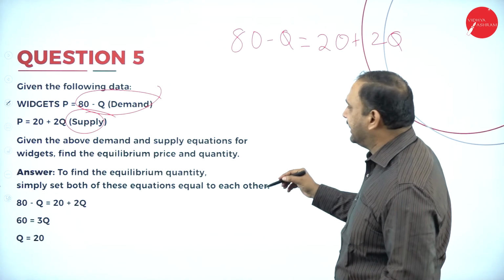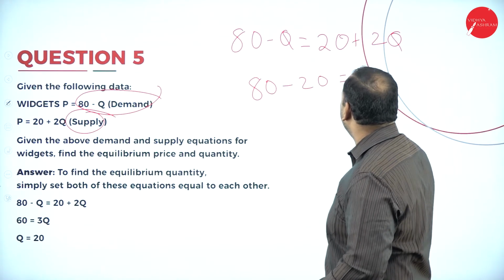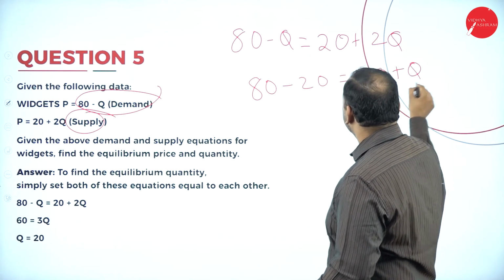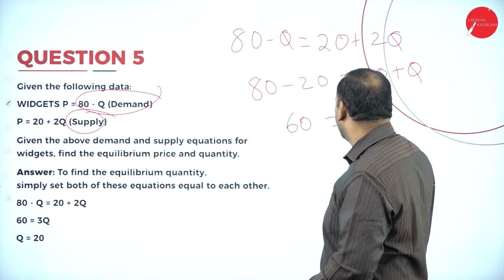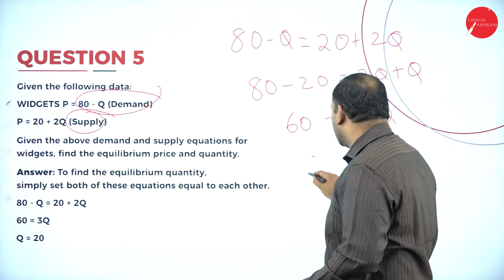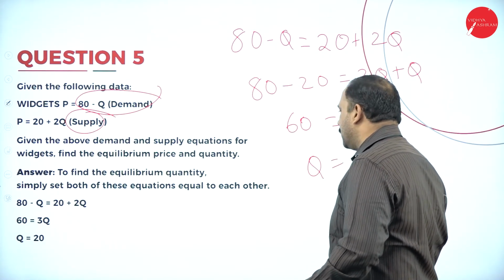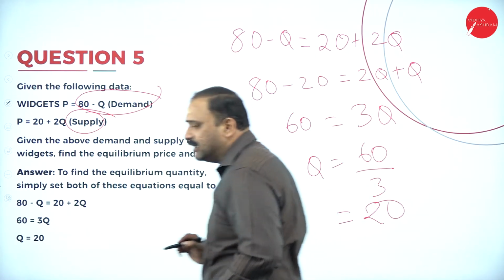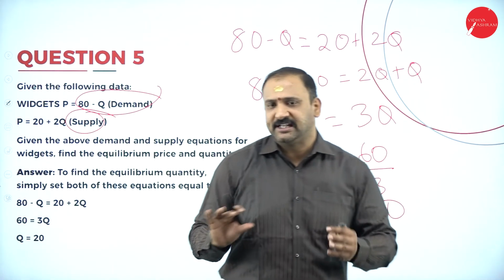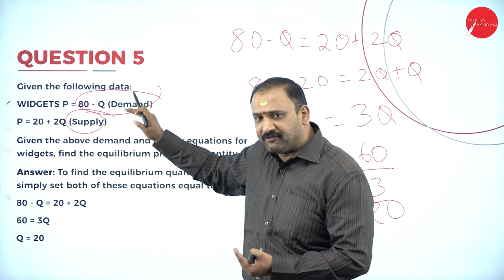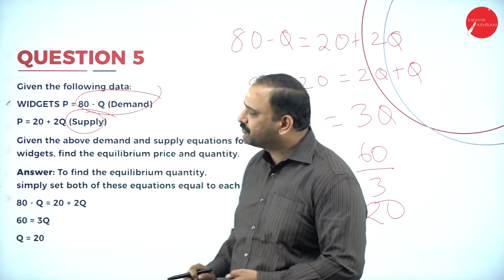So when you take the equation, 80 minus 20 is equal to 2Q plus Q. So 80 minus 20 will be 60. 2Q plus Q will be 3Q. Now find out the value of Q, that is 60 divided by 3, which is equal to 20. So the quantity value is 20. That's what you need to find out here. It's a very simple thing. Equate the demand function and supply function. You will be able to get the value of Q.